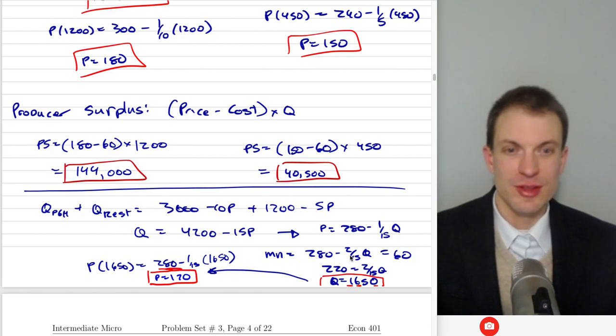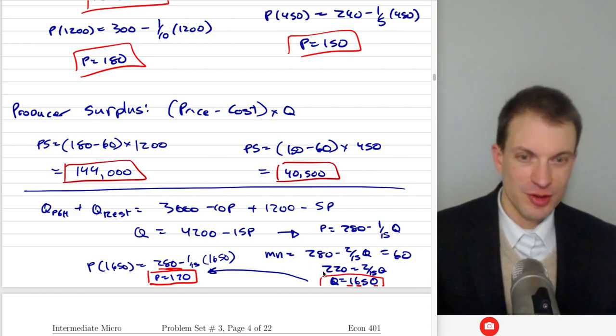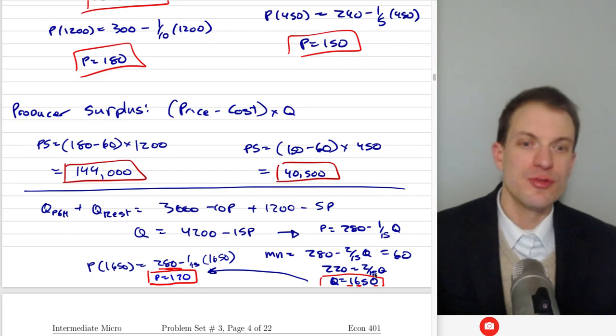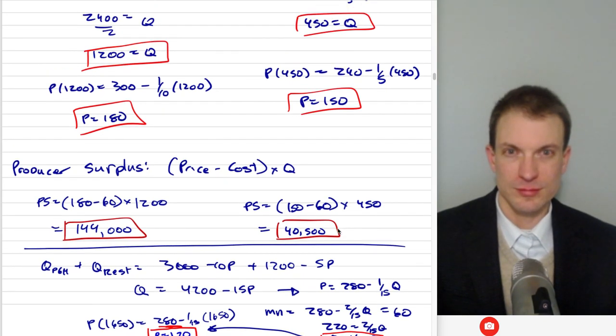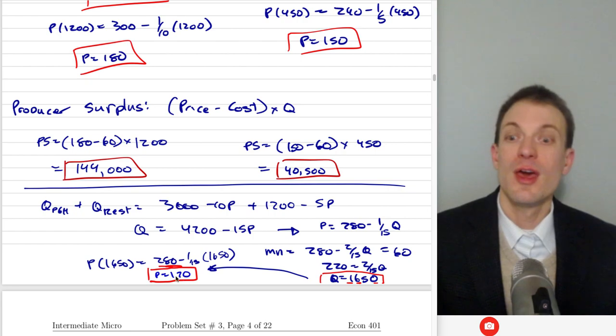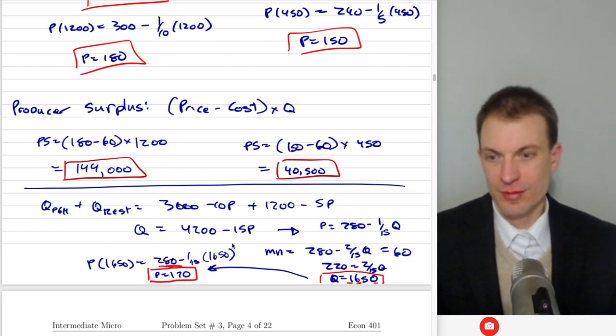And then we find the associated marginal revenue curve. So same vertical intercept, twice the slope, is equal to 60. Solving, we'll get 220 is equal to 2/15 Q, or a quantity of 1650. Sure enough, 1200 plus 450 is 1650. And the price is 170, so the overall price would be 170.